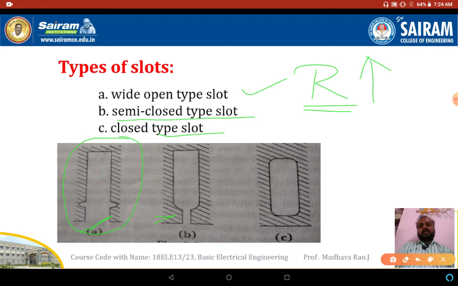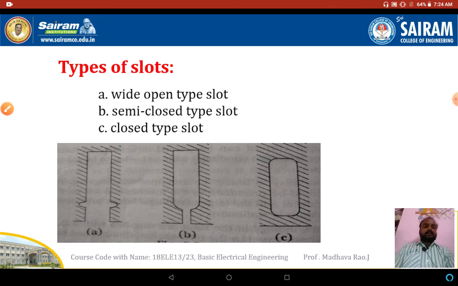Another type of slots, closed type slots. The drawback of this slot is that whenever the winding is damaged in a synchronous generator, we cannot replace the winding easily. We need some time to replace this winding, and also if you want to rewind these types of slots, we need skilled persons. Ordinary people cannot do rewinding when the synchronous generator has closed type slots. So these are the different types of slots used in a synchronous generator.